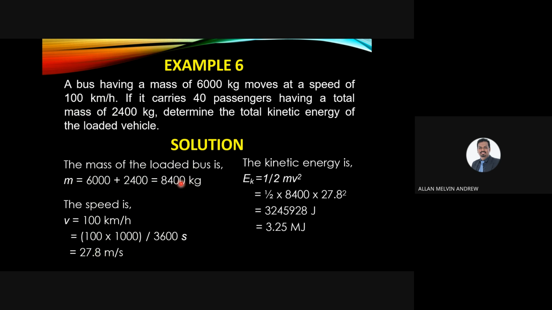We already found m, we already found v, and now we can find the kinetic energy. We use this formula, Ek equals half mv squared. So half times m, 8,400, times v, 27.8, which you need to square. You solve it and you get 3.25 million joule as the answer.